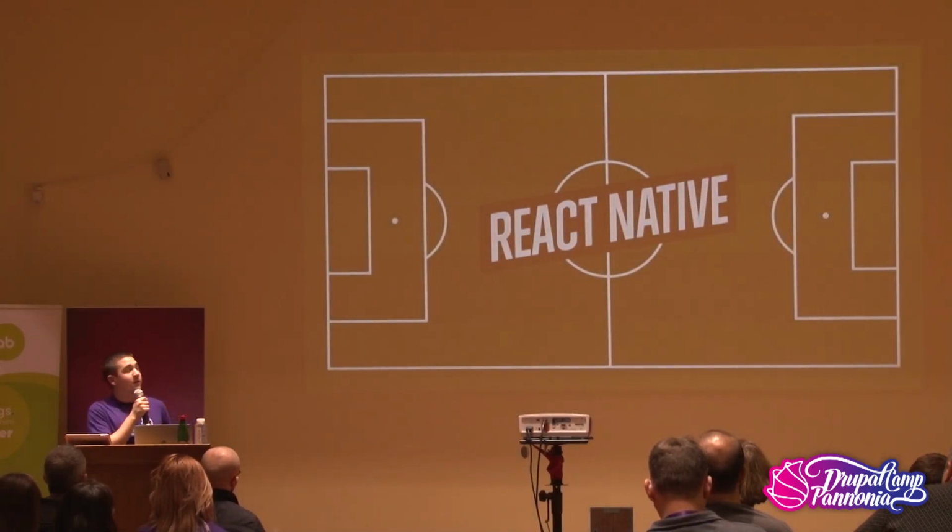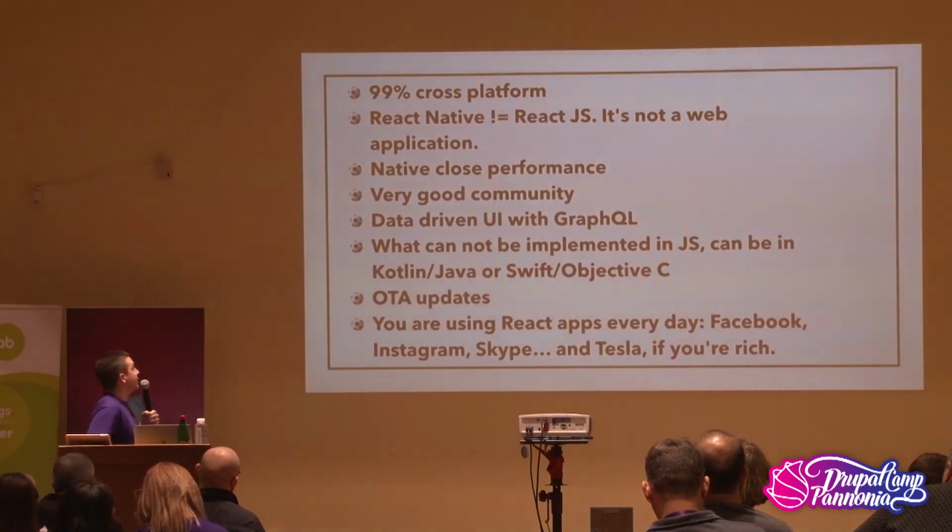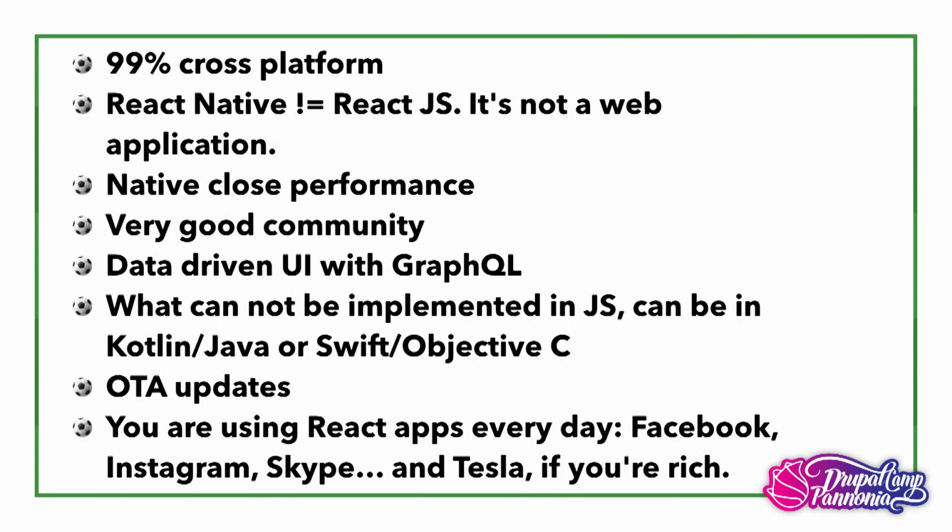React Native. Our application is developed in React Native. Why did we choose React Native? It's 99% cross-platform. What is that 1%? We have one part which we need to do natively in Java and Swift. This is a module which finds a wireless network and connects to it. And this we need to do separately. Anything else, it's one code.